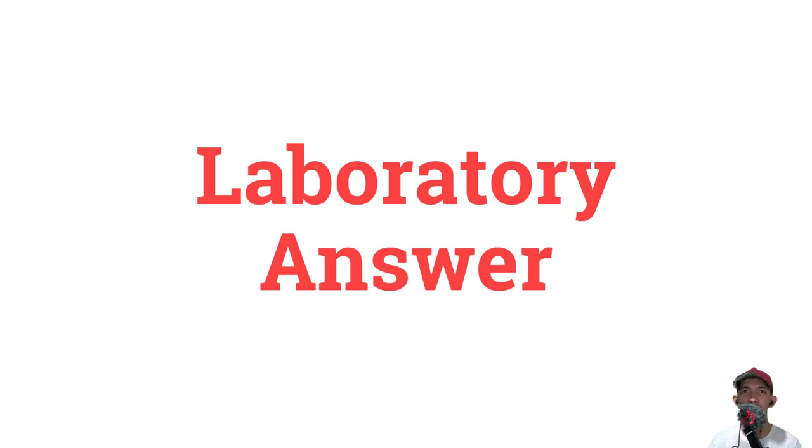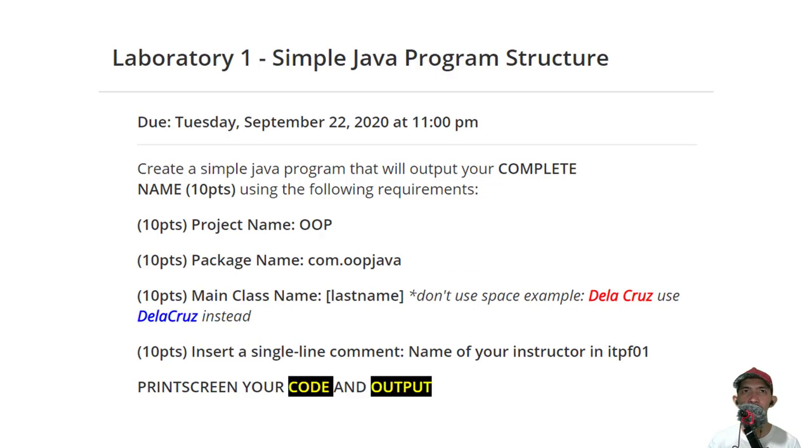And now for the last part, tignan natin ngayon yung sagot dun sa laboratory na ipinagawa ko sa mga estudyante ko. So these are the instructions na ibinigay ko sa kanila. Create a simple Java program that will output your complete name using the following requirements. So ang gagamitin nilang project name is OOP. Package name na gagamitin nila is com.oopjava. Yung main class nila, ang gagamitin nila is yung kanilang last name. So since on our last video, hindi ko pa naipakita yung mga rules on identifiers, so binigyan ko sila ng example dito.